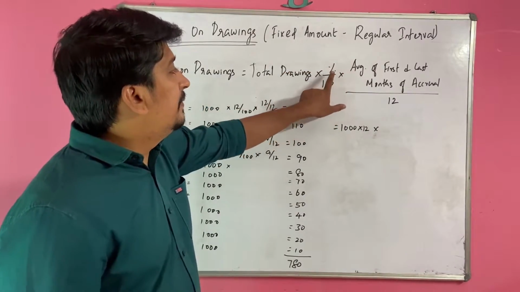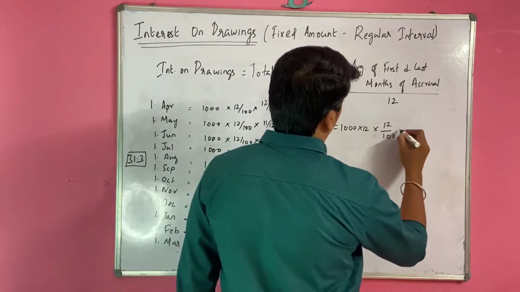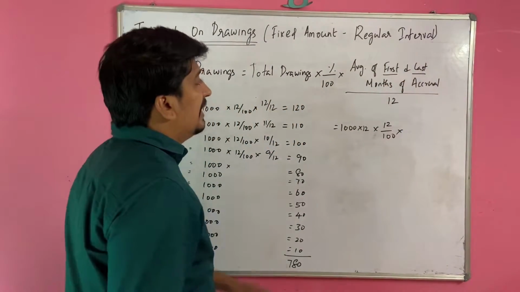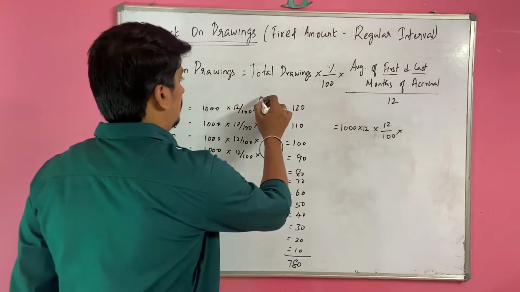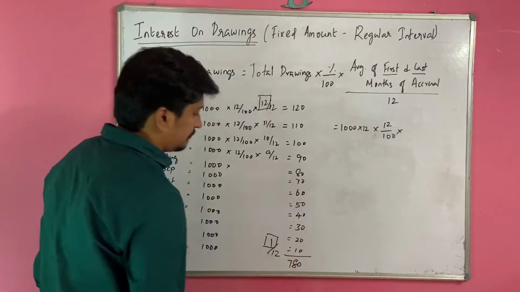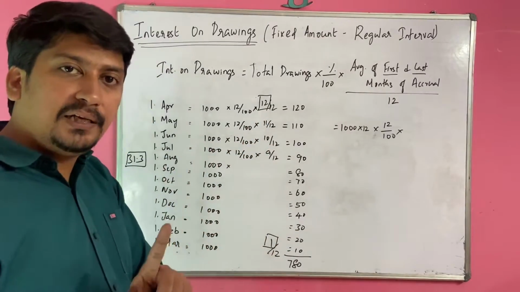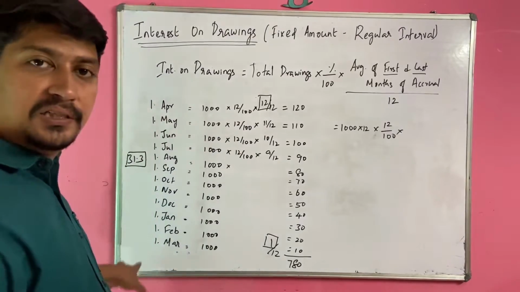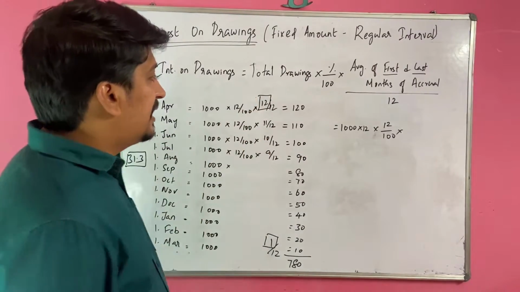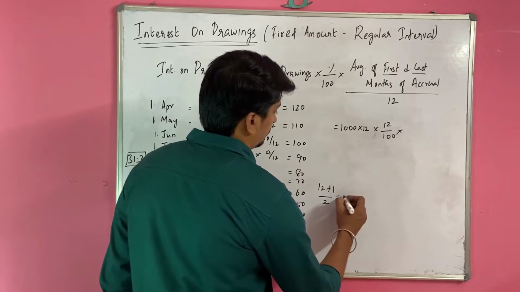Now this one is the rate of interest, which is 12%. I already told you, so 12 divided by 100. And this one is the average of first and last months of accrual. That means the average of the first drawing's months of accrual and the last drawing's months of accrual. For the first drawing he has to pay 12 months' interest, and for the last drawing he has to pay 1 month's interest. That is because of the date of the drawings. Now the average of first and last drawings' months of accrual is this one only. You take the average of 12 plus 1 divided by 2, which is 6.5.